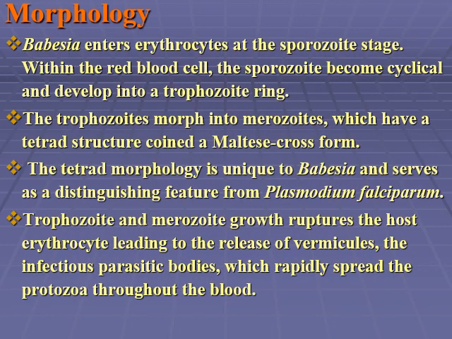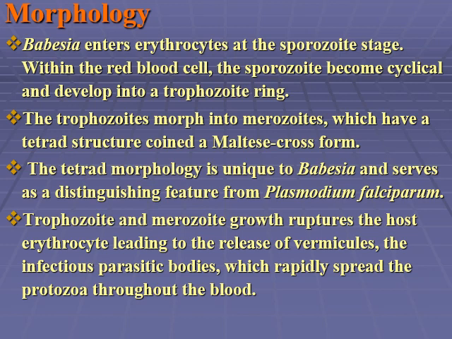Morphology. Babesia enter erythrocytes at the sporozoite stage. Within the red blood cells, the sporozoites become cyclical and develop into the trophozoite ring stage. إذا هنا البابيزيا أيضا differentiate from malaria. Malaria enter liver and produce liver stages. Babesia مباشرة للRBCs الموجودة بالperipheral blood.